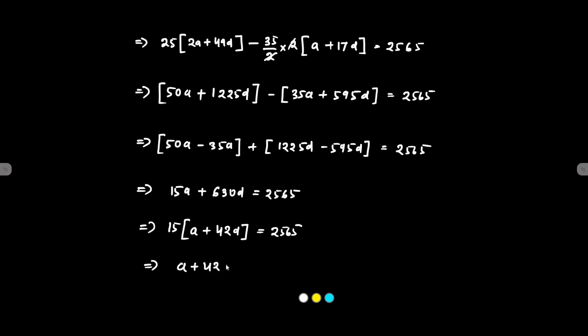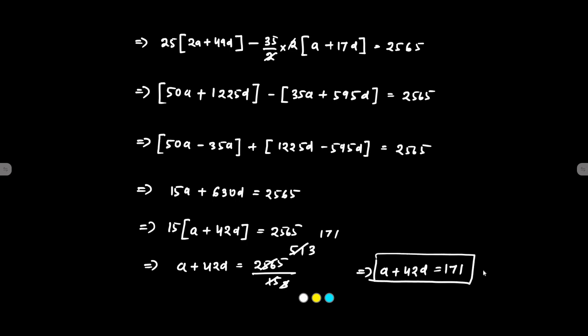That implies a plus 42d is equal to 2565 by 15. So this is 171. So that implies a plus 42d is equal to 171. So this is the second equation in terms of a and d.